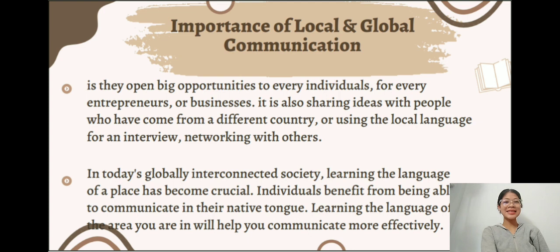Good day. Let's now talk about the importance of local and global communication. The importance of local and global communication is that they open a lot of opportunities to every individual, every entrepreneur, and even to small and big businesses. It is also a sharing of ideas with people who have come from a different country, or using a local language for an interview or even in a networking site.